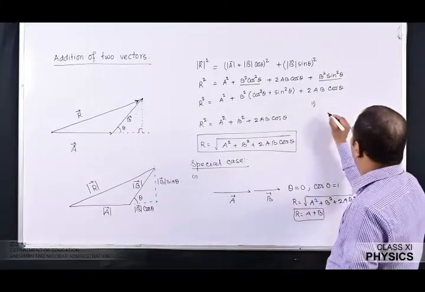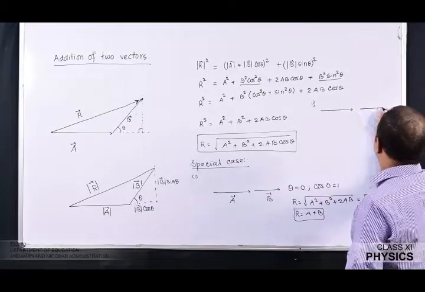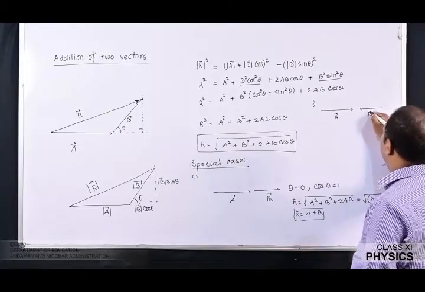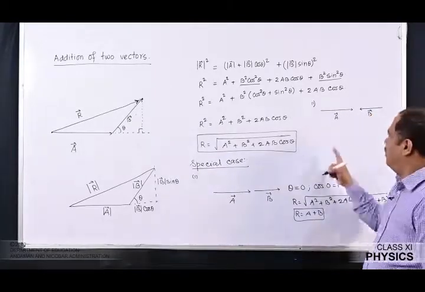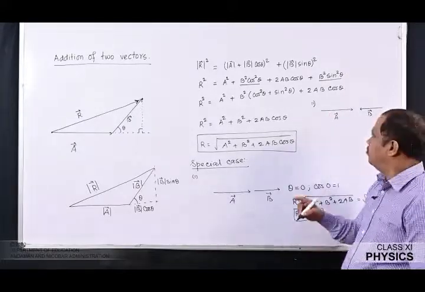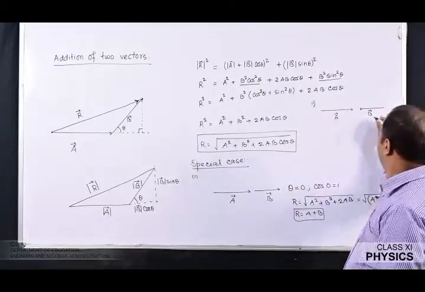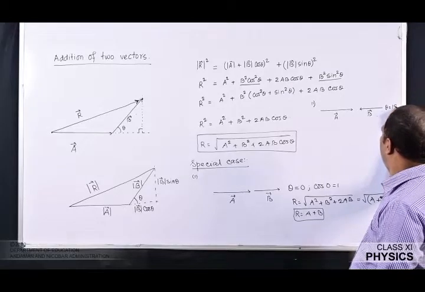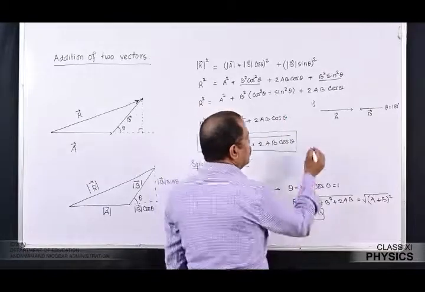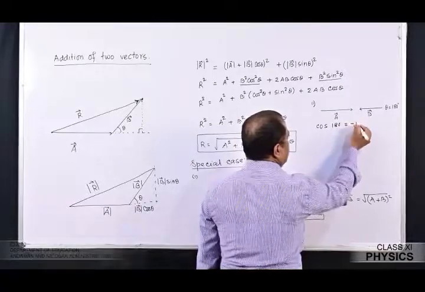Let me suppose that one vector is lying like this and the second vector is lying like this. Say this is vector A for me and this is vector B for me. Vector A is directed in this way, B is directed in this way, both are collinear but antiparallel. If they are antiparallel, the angle made by the two vectors will be equal to 180 degrees, and cos of 180 happens to be minus 1.